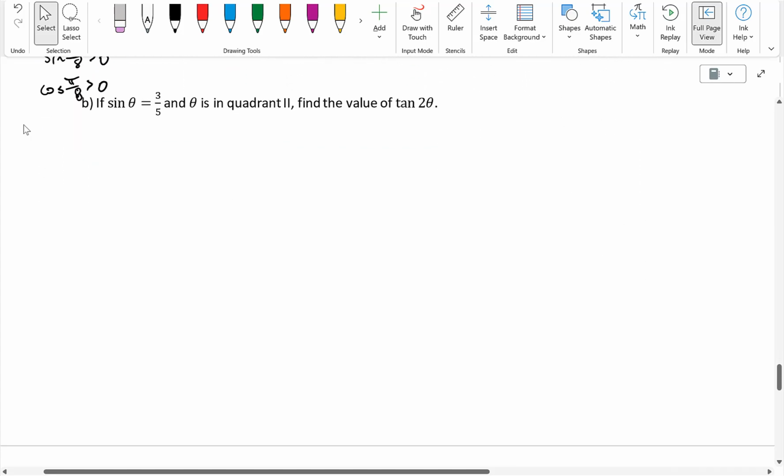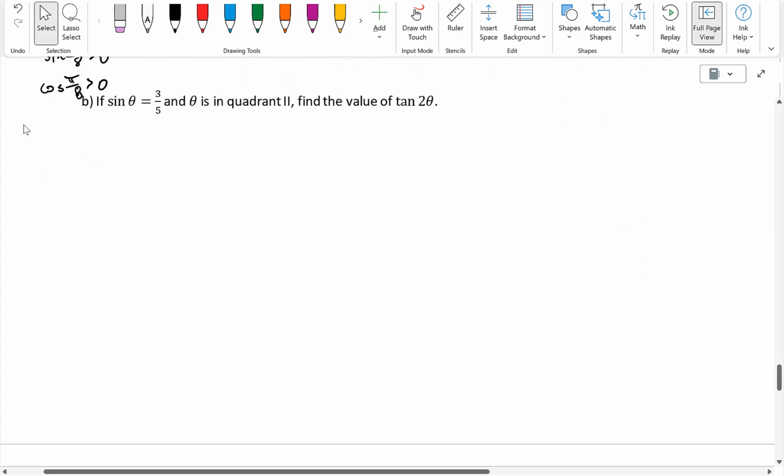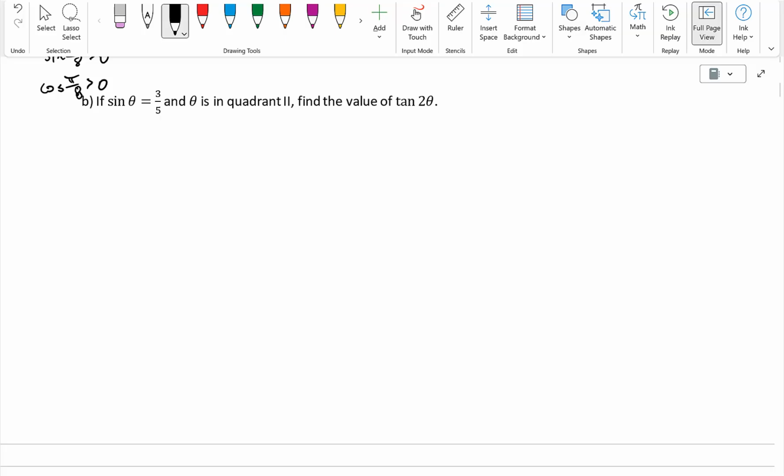For B, our last one, if sine theta is equal to 3/5 and theta is in quadrant 2, we want to find the value of tan 2 theta. So a few things we need to know. A lot of this, again, as you've seen, goes back to unit circle values, and the other part is the right triangle trig here again. So we want to draw a triangle in quadrant 2.